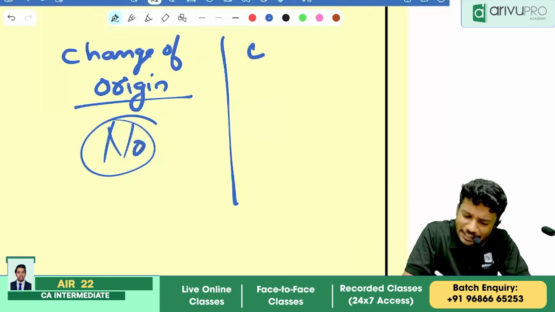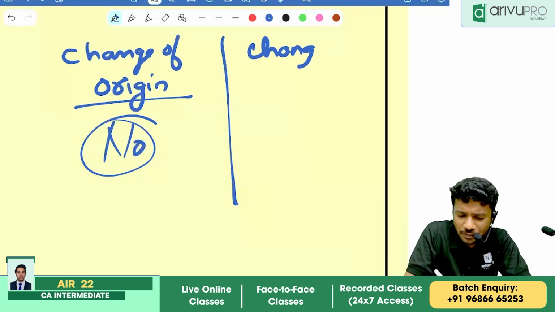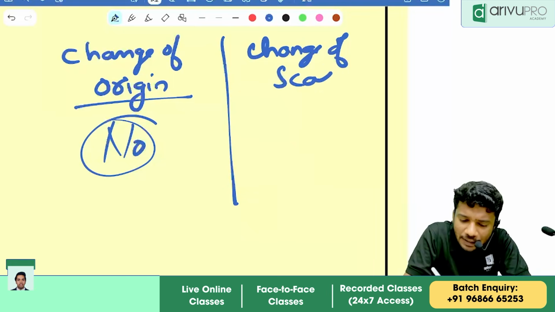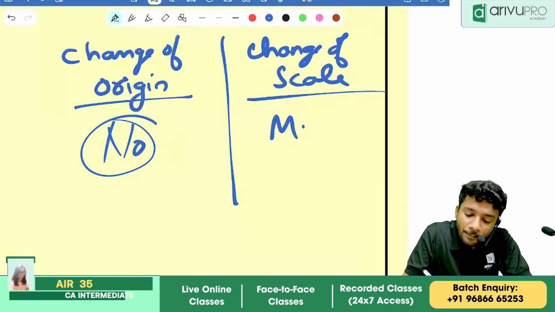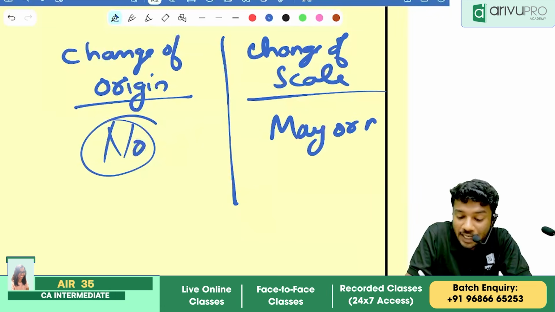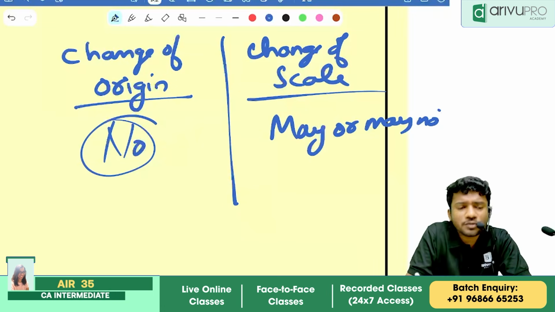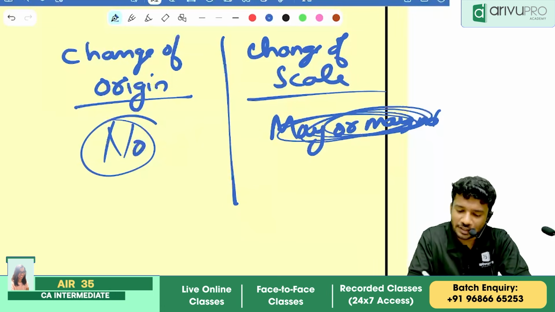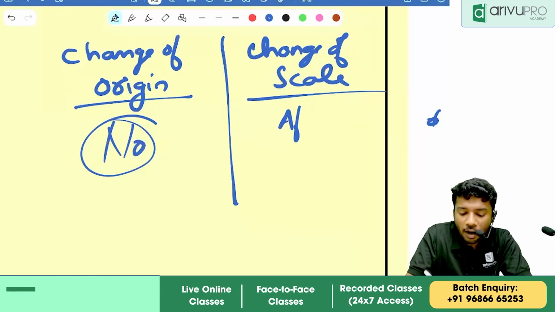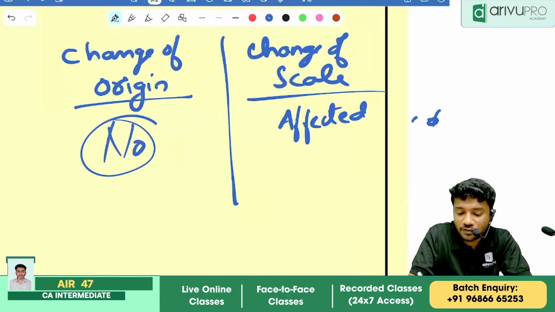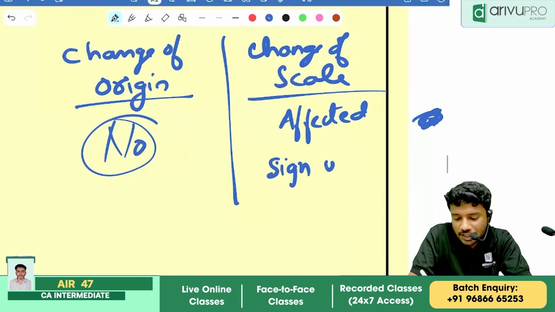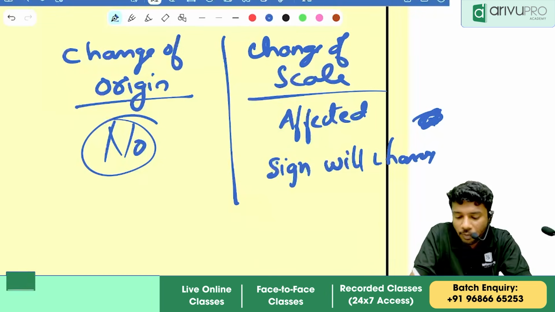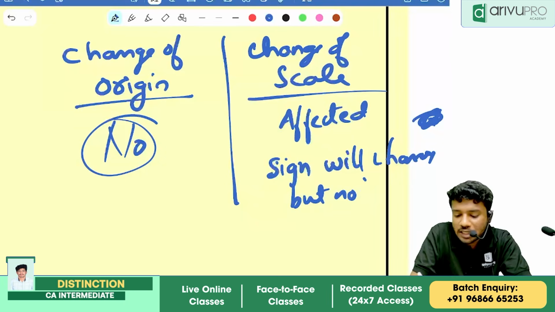But is the correlation coefficient affected by change of scale? May or may not be the case. That means what? It is affected. But how it is affected is the question. The sign might change, but not the magnitude.